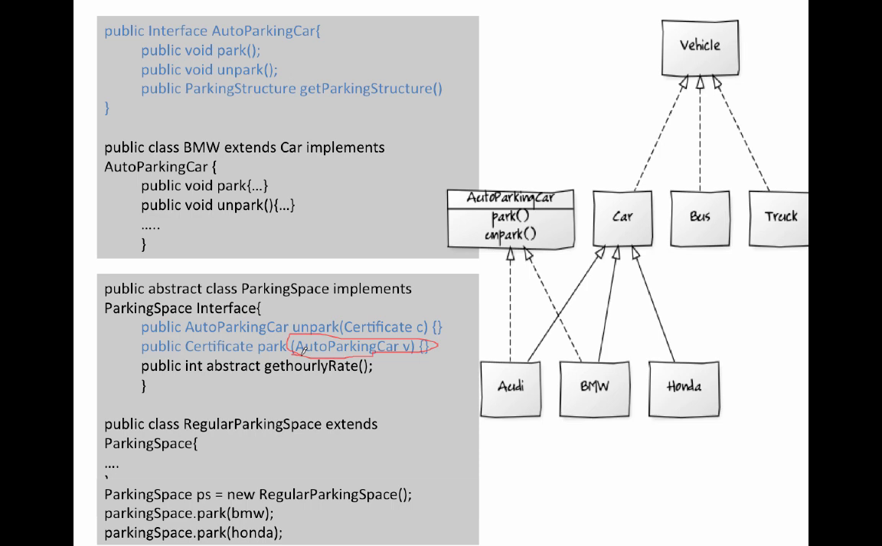This way I could be sure that if you're going to work with me, your car will have the park and unpark behavior. So now when I say parking space.park of BMW, it works because BMW implements the auto parking car interface, so BMW is an auto parking car. On the other hand, you can also see that the Honda guys haven't implemented the auto parking car interface, so it is not an auto parking car, and that would be an error. So this helps ensure that any car that tries to park in my space has the park method, and I could just call BMW.park.